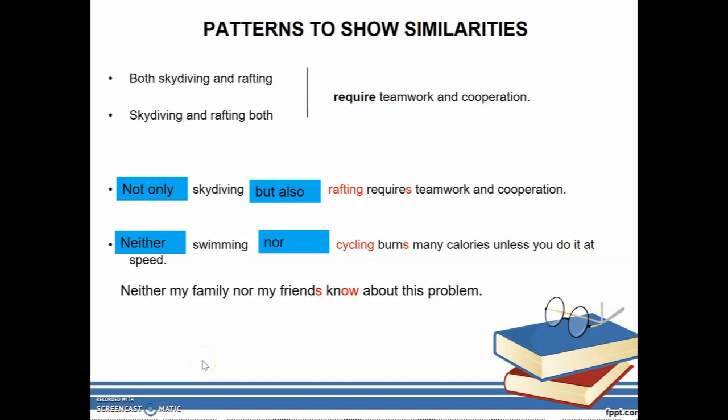Okay, let's continue with the patterns to show similarities. Both skydiving and rafting require teamwork and cooperation. We can also say skydiving and rafting both require teamwork and cooperation. Please focus on the form of the main verb, require. It's in plural form. Not only skydiving, but also rafting requires teamwork and cooperation.